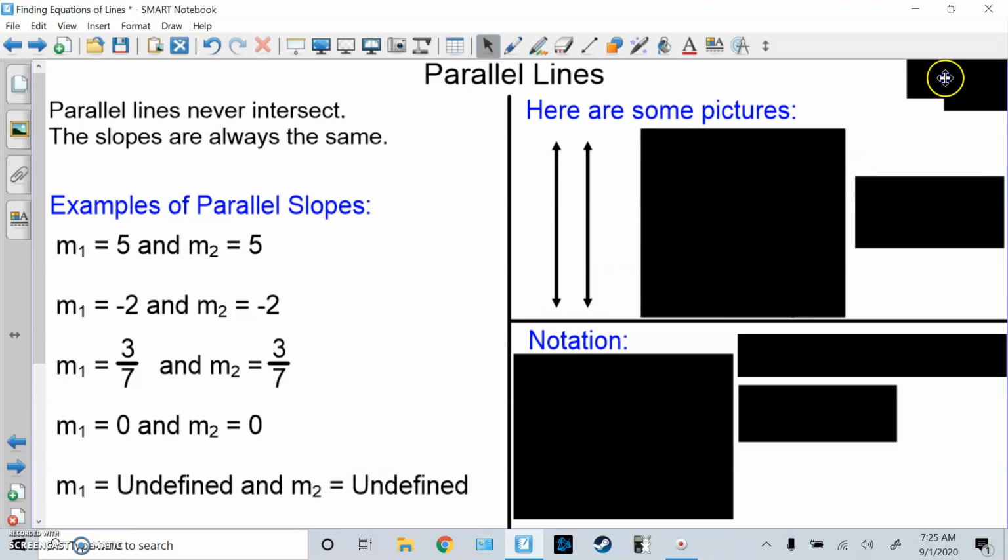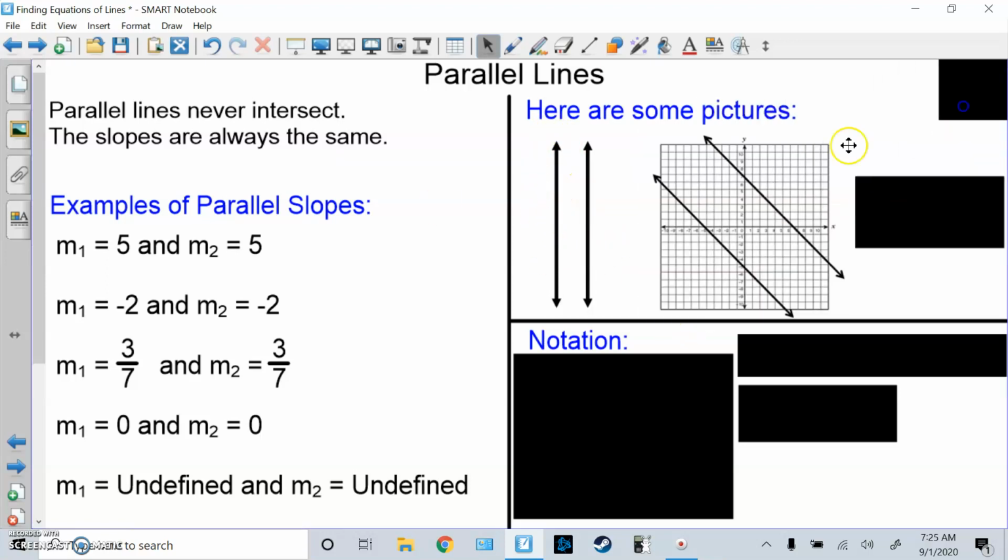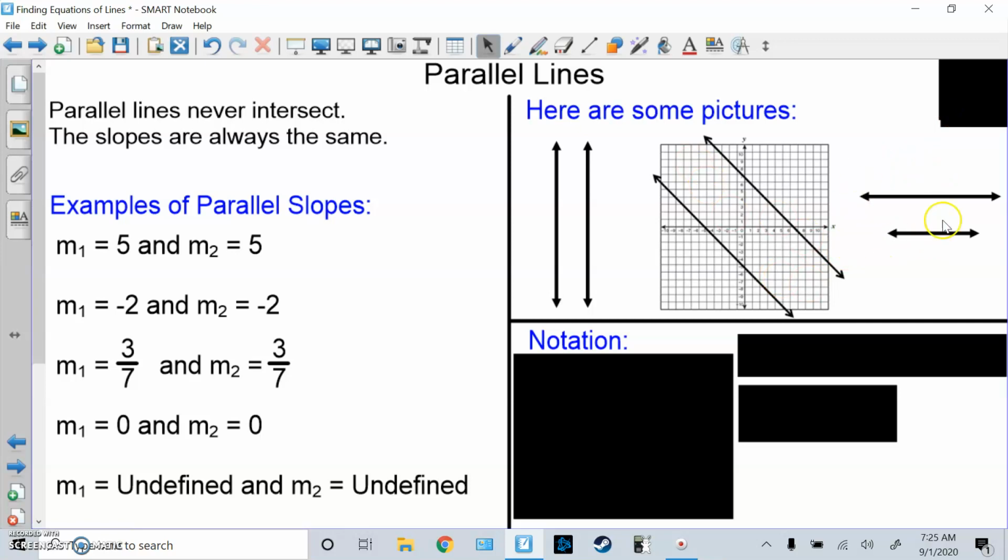Here are some pictures. Notice these two lines are parallel, they're never going to cross. These are both vertical lines. They have an undefined slope. It could also be on a graph instead of just being in the middle of the air. These are parallel, they don't ever cross. Here's another example. These are sideways horizontal lines. The slope is 0, but they will never cross.